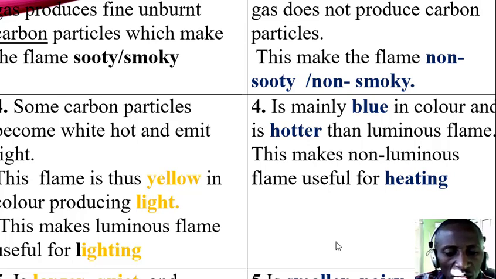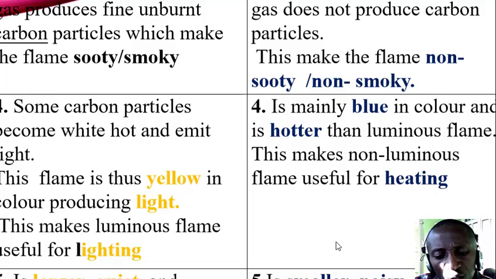In terms of size, we look at number 5. The luminous flame is much larger. In terms of sound, it is usually quiet and wavy. Wavy means it is not steady. It is easily swayed by wind. So sometimes the students put these as different points. That is, it is larger in size, quiet, that is, it does not produce any noise, and wavy. The luminous flame is easily swayed by wind, such that it is wavy. Whereas the non-luminous flame is usually smaller. It is usually noisy and steady, meaning it is not swayed easily by wind.